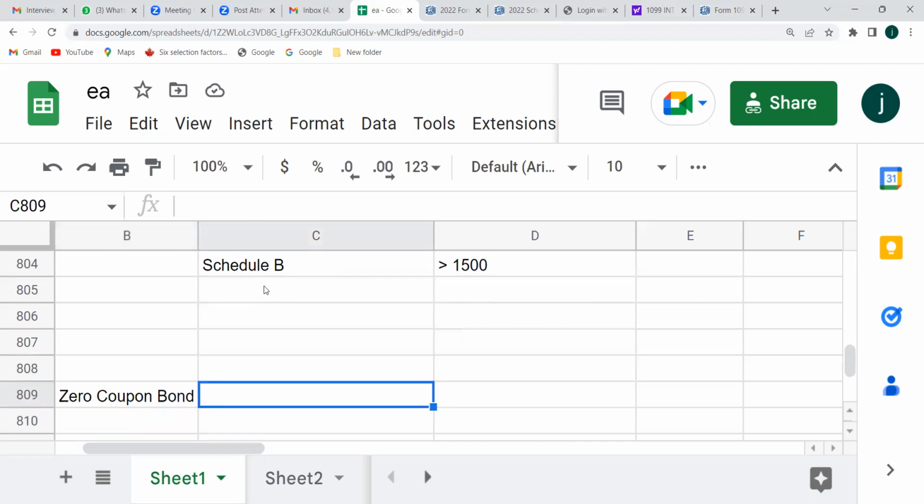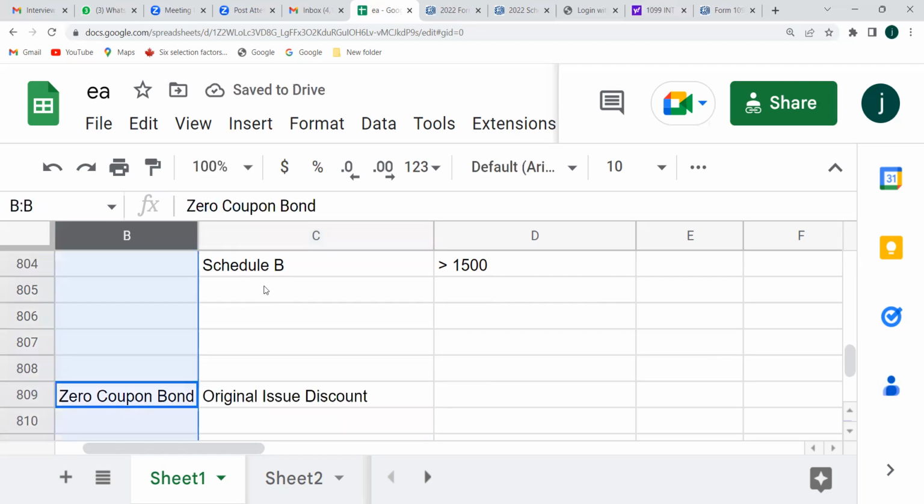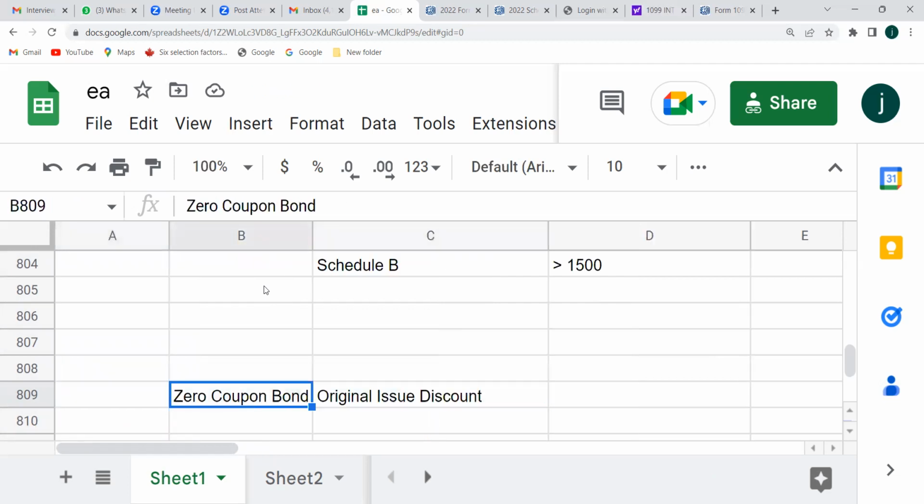In India, I mean in the US, the term is original issue discount. Original issue discount. So US terminology is original issue discount. In India, we used to call it zero coupon bonds. So both are similar only. So what is a zero coupon bond? Can anyone tell, as per Indian terminology? Or else you can take an example.